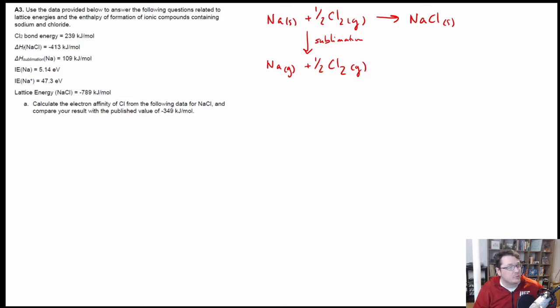The next step that we would have to do in this case, if we're just strictly focusing on sodium, is that we would want to ionize sodium. So for that, we would do the ionization energy of sodium to make sodium plus in the gas phase.